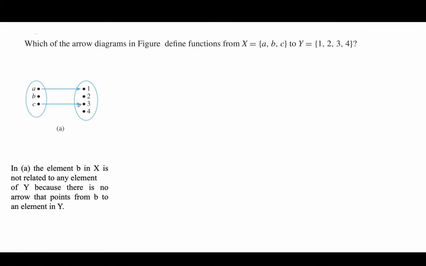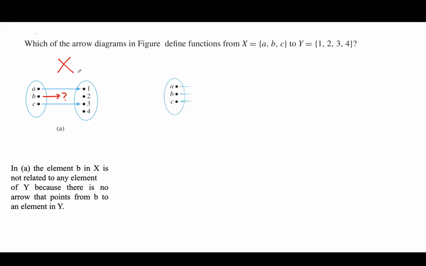Question says, which of the arrow diagrams in the figure define functions? Your X, or the domain, is defined as A, B, and C. Y only has 4 members, 1, 2, 3, and 4. So this relation maps A to 1, B to nothing, and C to 3. This is not a function. It doesn't satisfy the very first condition. You have an element B in the domain that is not mapped to anything. So the first condition is not met. This is just a relation.